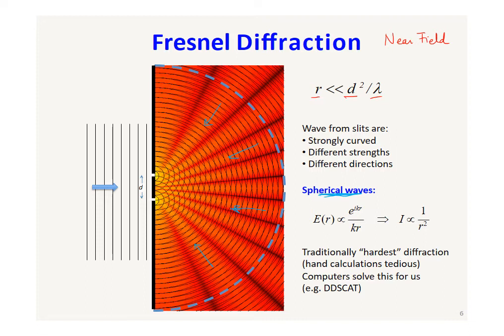And we need to do this because in this near-field region we have very curved waves, we have different strengths because at any given position you're going to be closer to one slit than the other, and you also need to take into account the different angle. So it is not easy to do, and I would in general suggest that if you want a Fresnel diffraction pattern, you get a computer to solve it for you.